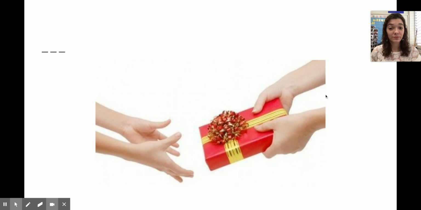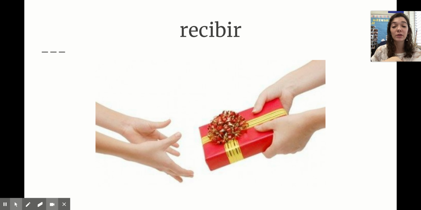Up next, we got recibir. You might be thinking to give, but you're going to learn that verb later. The verb right now is recibir, to receive. See, again, another cognate pretty much. Recibir, to receive. So how would you say they receive? Think about it. How would you say they receive?